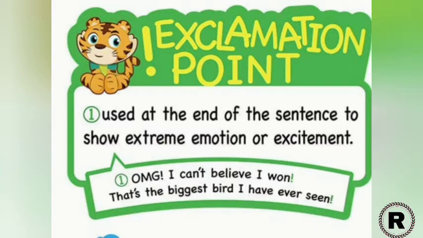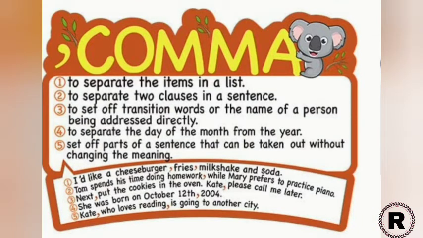So that is again the sudden reaction, the sudden emotion is present. So these kinds of emotions are presented only with the help of the exclamation point. Next is the comma. As you can see, that is already marked just before.